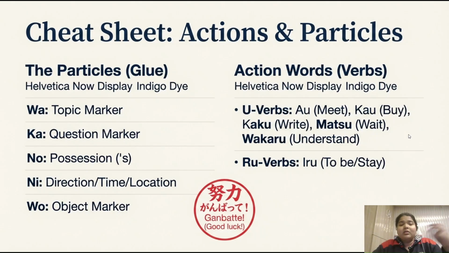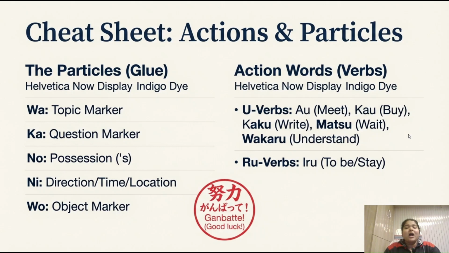So the topic marker is wa, okay? Now the question marker is ka. When you are talking about somebody's possession, it's going to be no. When you are talking about direction, time, or location, or when you have to go to a certain place at a certain time, we are going to use ni. And then we have the object marker, o. So it's not going to be wo, it's going to be o.